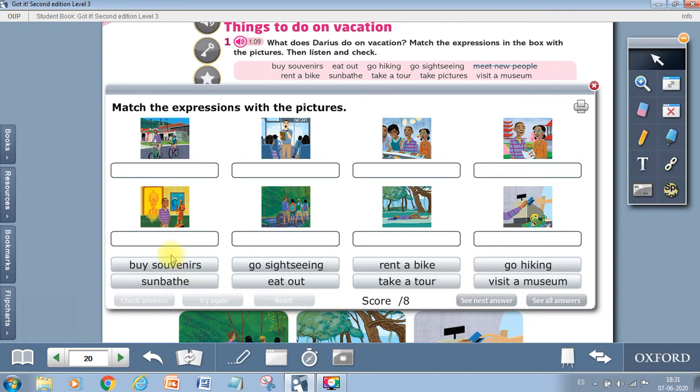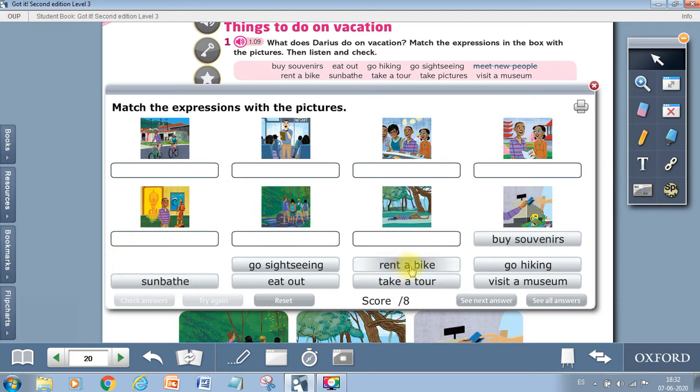Souvenir es una palabra que está en francés. Okay, it's a French word. And a souvenir is like como un recuerdito que uno se lleva del lugar en el que estuvo. Okay, buy means comprar. So if you look at this, we have only one picture that represents the idea. Buy souvenirs. Okay, let's go with another that's easy.